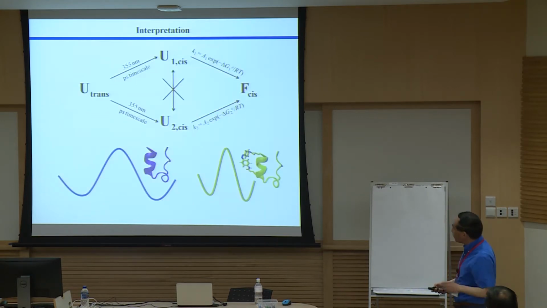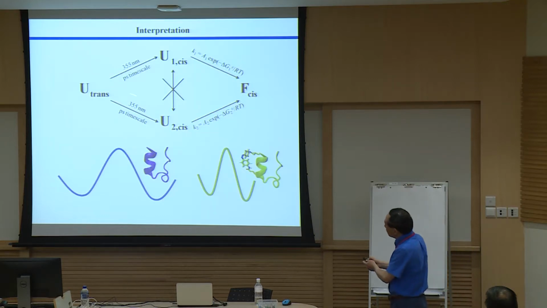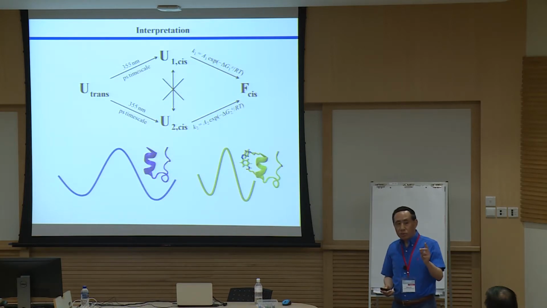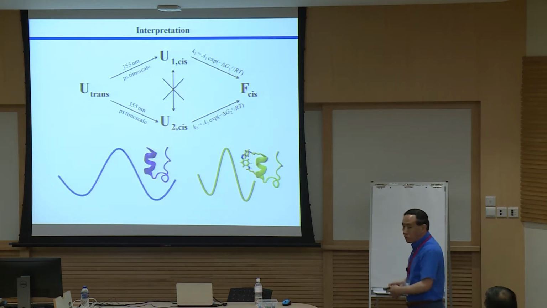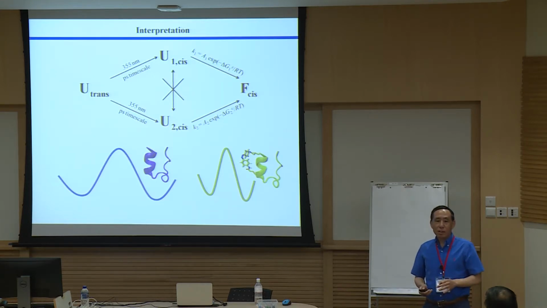Okay, so the interpretation of the results is the following: you start from the trans form once, then you switch your laser on to populate the cis. So actually, you created two unfolded states. So one falls to the native state roughly 10 times faster than the other one.